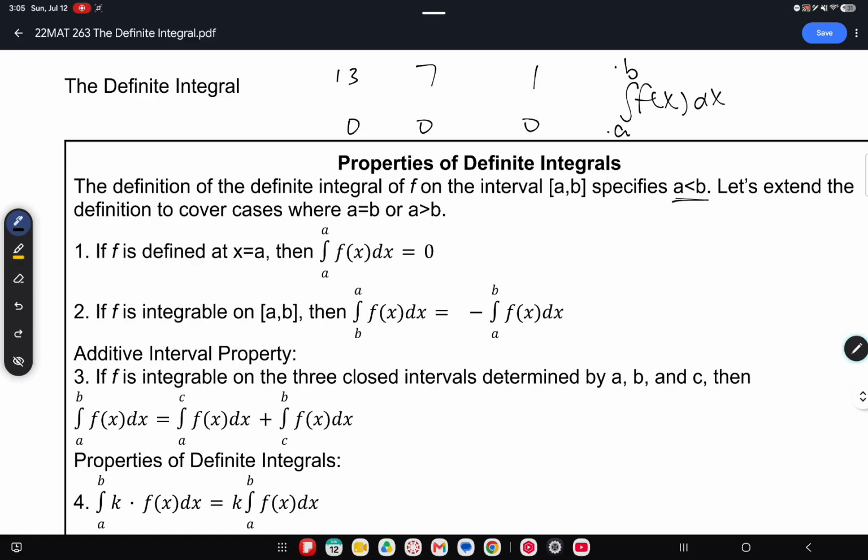So let's look at some other cases. What if they're the same, or what if a is greater? If it's the same, then that area is always going to be 0. There's no width to a shape there. If it's switched, so if that lower number is higher than the upper number, remember we just do the negative of the forward direction.